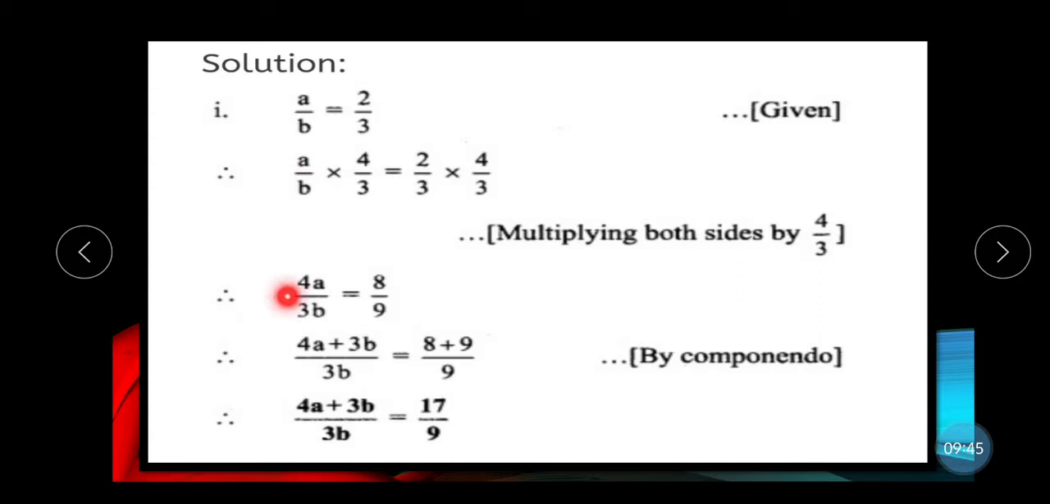A into 4, 4a, b into 3, 3b is equal to 2 4s are 8, 3 3s are 9. Therefore, by using componendo, we get 4a plus 3b upon 3b is equal to 8 plus 9 upon 9. That will give us 4a plus 3b upon 3b is equal to 17 upon 9.